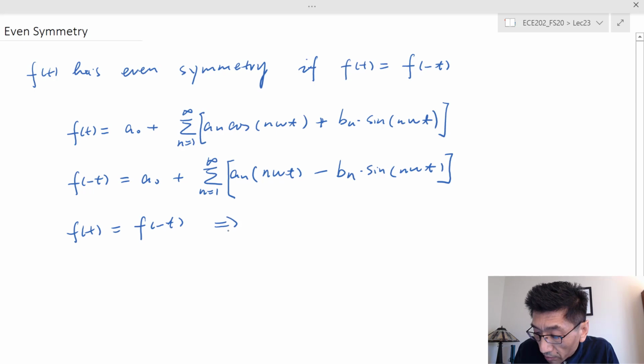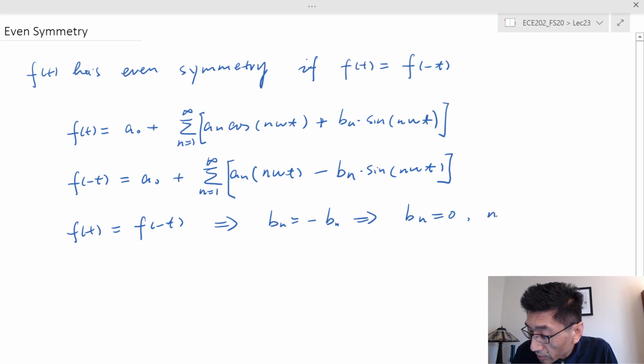we would have b_n equal to negative b_n. That means b_n is 0 for all n from 1 to infinity. Right, so that's the property for even symmetry.